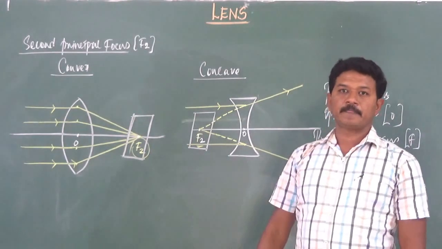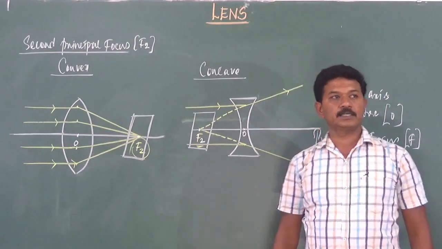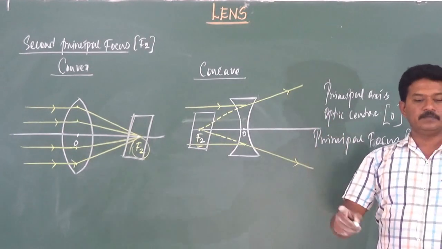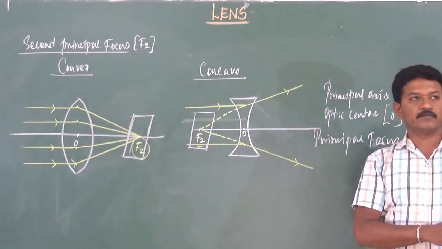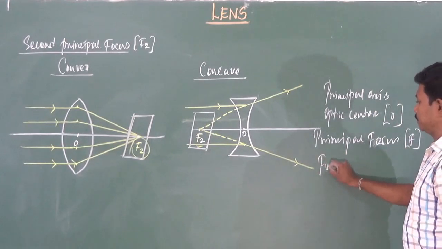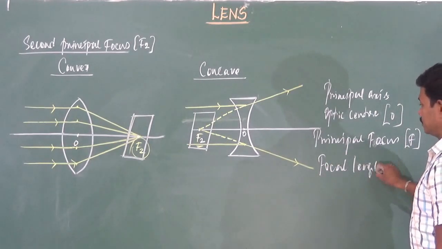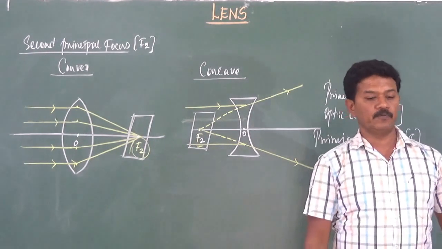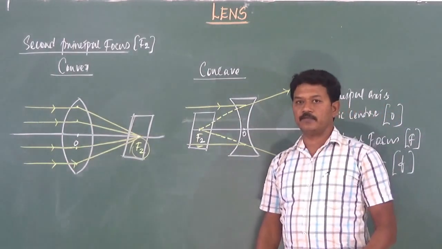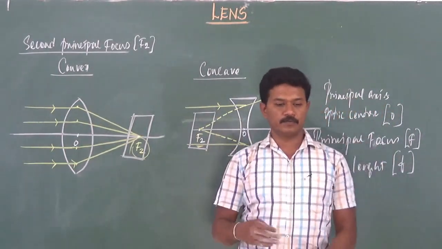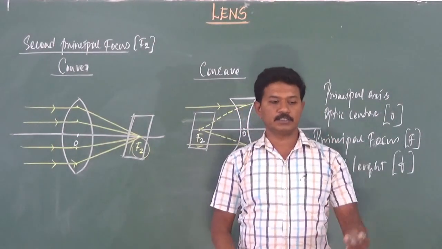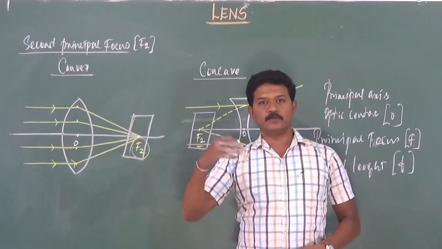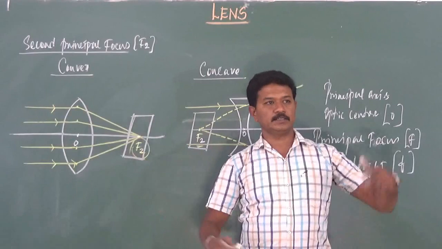Now the distance between the optic center and the principal focus is called the focal length. If it is between O and F1, it is called the first focal length. If it is between O and F2, then it is called the second focal length. Focal length is represented by the small letter f. So f1 and f2 differ. Next is principal foci. As light rays can fall on the lens from both directions, a lens has two foci. The plural form of focus is foci. So one is taken as F1, another is taken as F2.